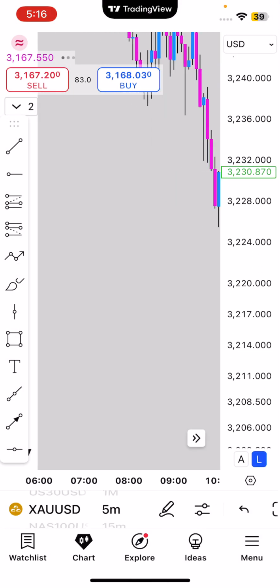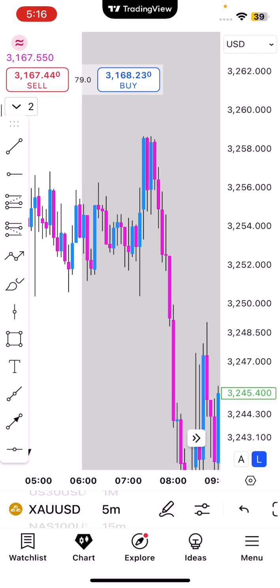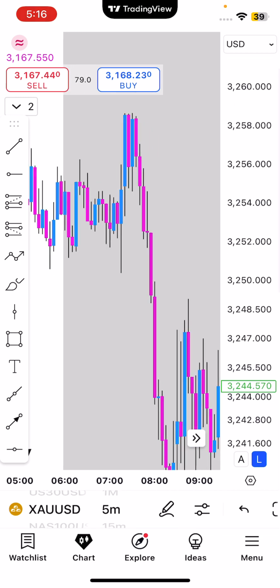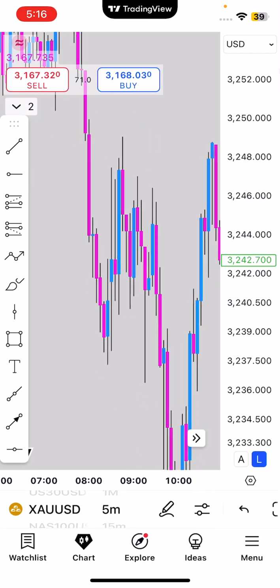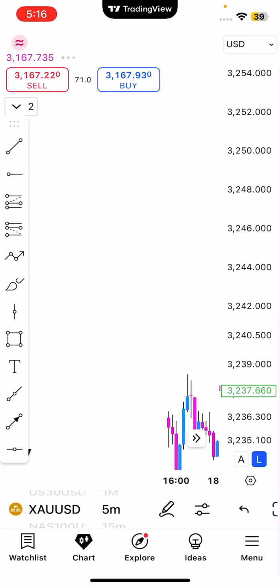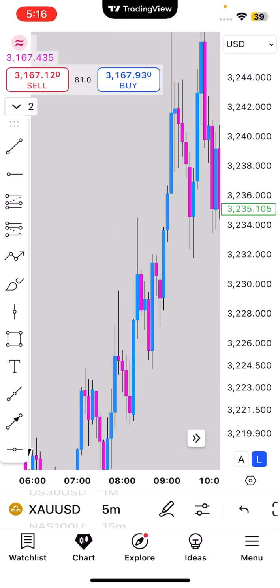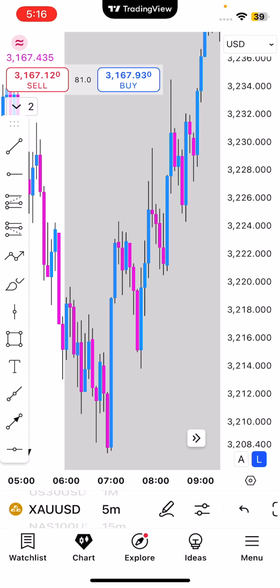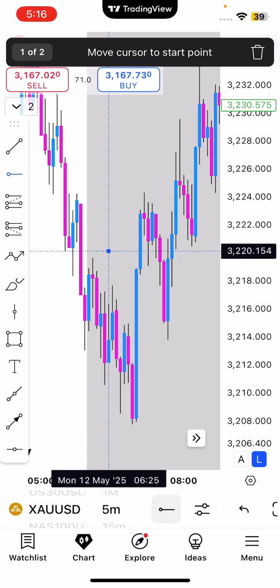Okay. Let's see this day. I don't see clear trending structure. Nothing looks clear. So that day I would have skipped. Let's see this day. Okay, here we go. Perfect. So this is clear trending structure.